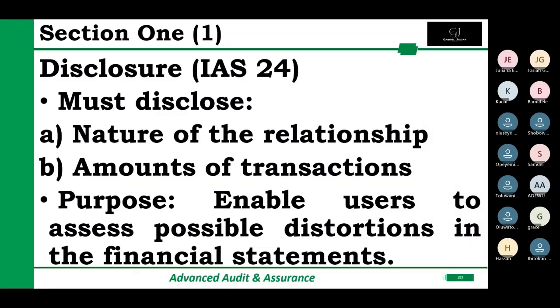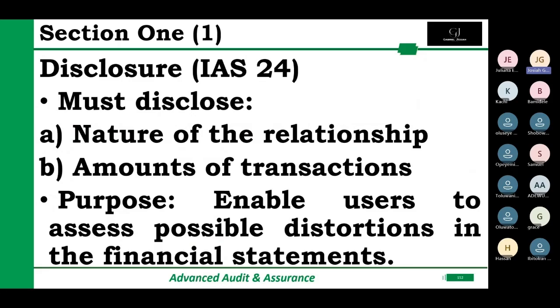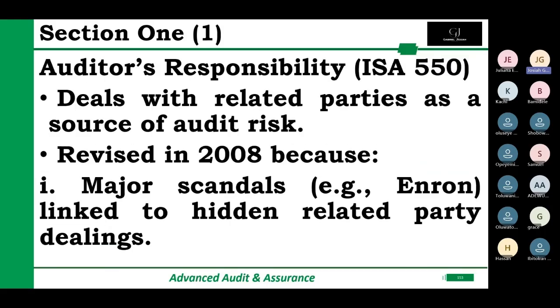So distortions could surface on financial statements because of the nature of the transactions around related parties. So disclosure is very important, and IAS 24 is clear on that. And the auditor's responsibility, with the guide of ISA 550 on related party transactions, talks about dealing with related parties as a source of audit risk. Yes, a source of audit risk.